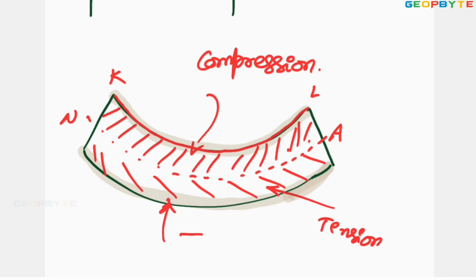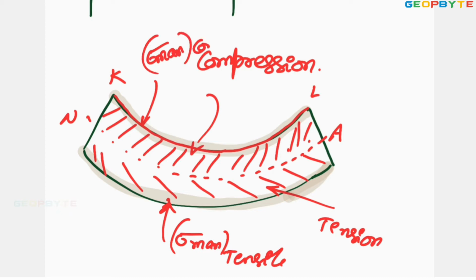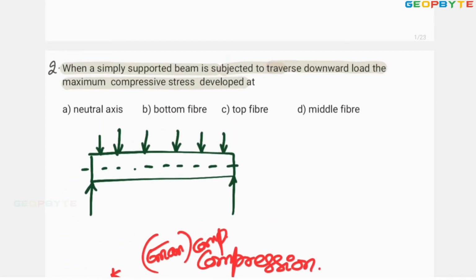So at this section, maximum tensile stress is developed. On this particular layer, maximum compressive stress is developed. With this information, let us select the option. Once again, let us read the problem. When a simply supported beam is subjected to transverse downward load, the maximum compressive stress occurs on the topmost fiber. Therefore, option B is absolutely correct. Let us go for the next problem.